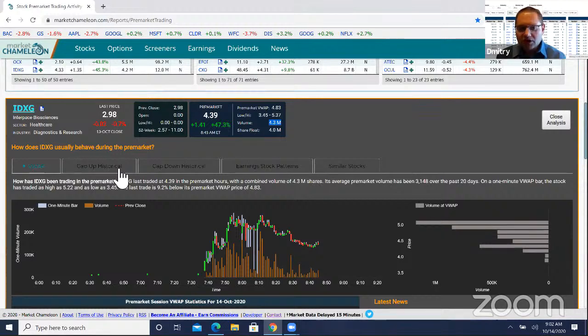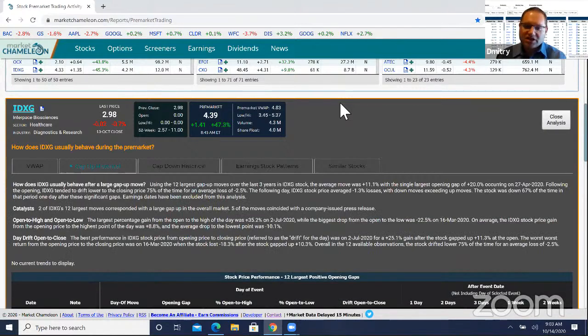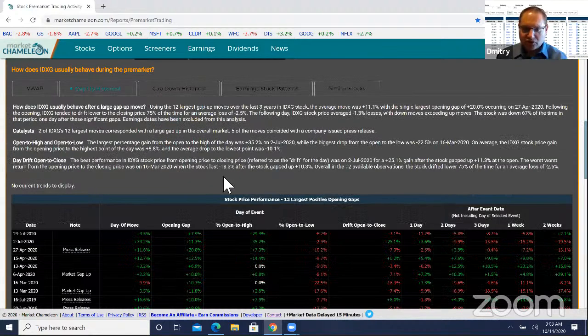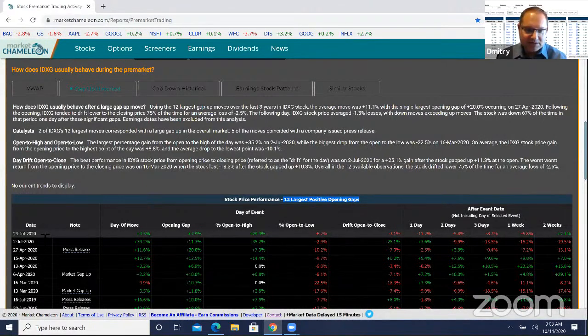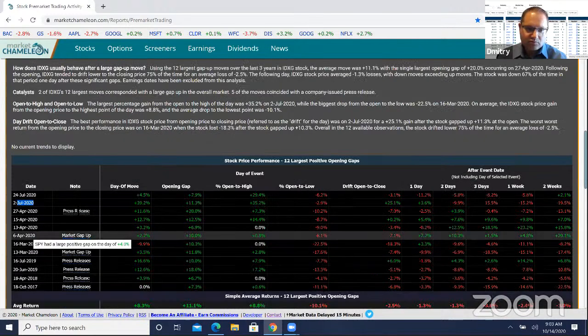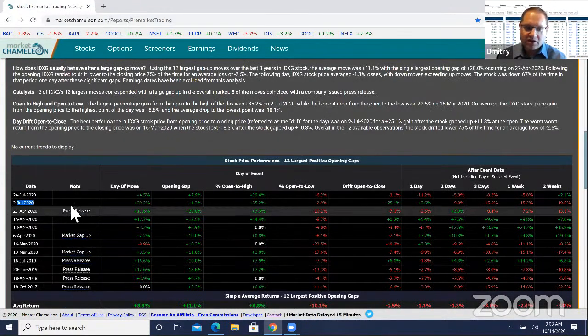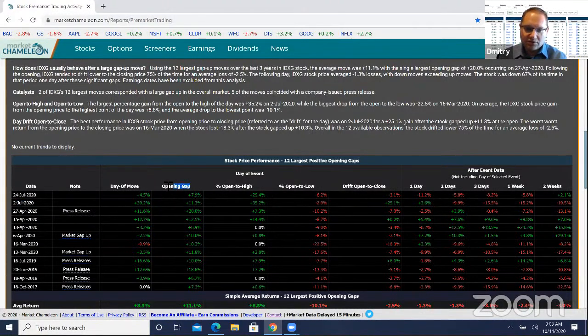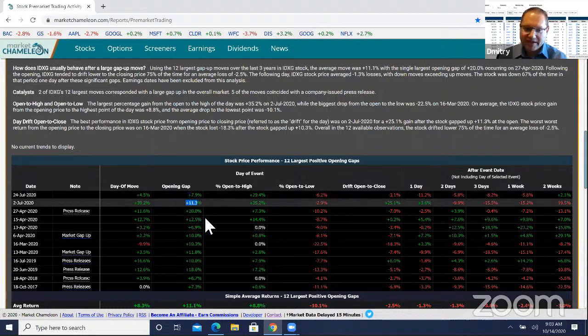Let's take a really quick look from the historical gap perspective, what the stock tended to do after gapping up in the morning. So here we're taking the last 3 years, the 12 largest gap moves, the 12 largest moves at the open from previous day's close to the open. Here are the dates of those moves. We have notes here if there's a press release on those dates that could have served as a catalyst for that move. So we see here the actual percentage opening gap move.